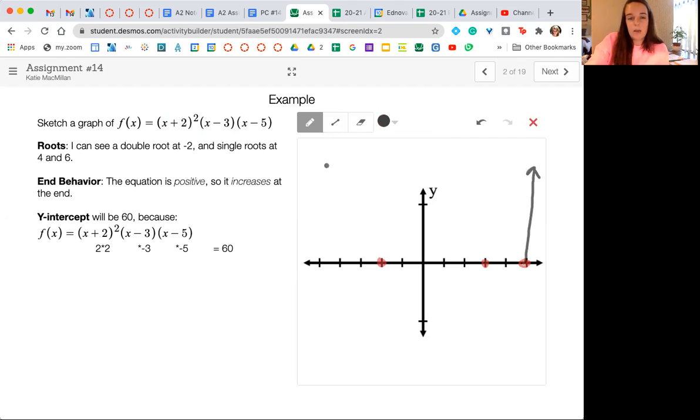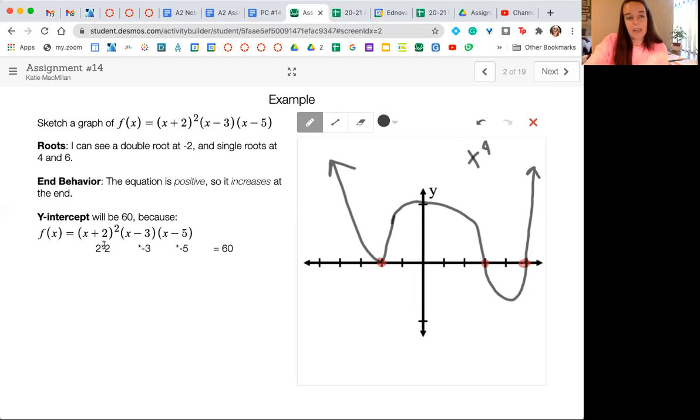Cool. So then I know this was a single root, so I'm going to go through. I know this is a single root, so I'm going to go through. And I know this is a double root, right? So I'm going to touch it and then bounce back up like that. Right, so I can see that W shape for x to the 4th. I know this is x to the 4th because this was x squared. There's an x here and an x here. So if I multiplied all those together, I'd get x to the 4th power. So I know this is x to the 4th. I know that it's positive. That's why it's headed up like a cup.